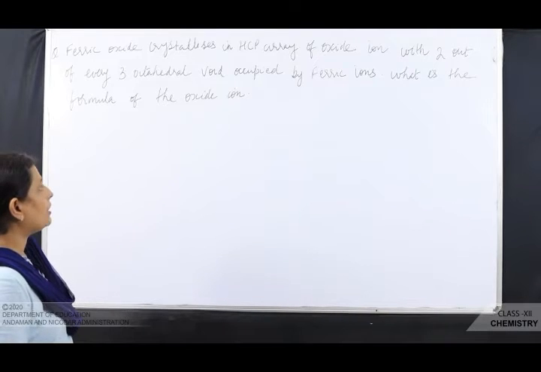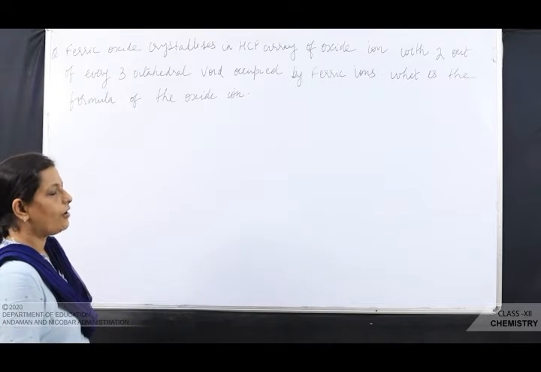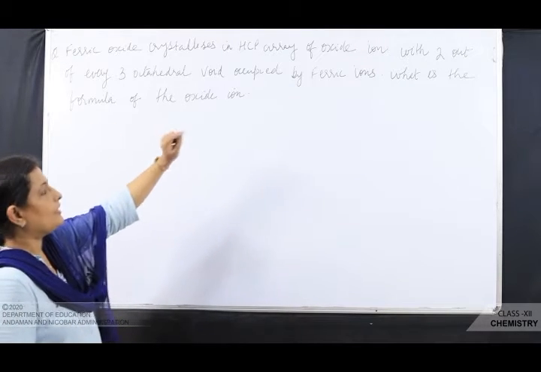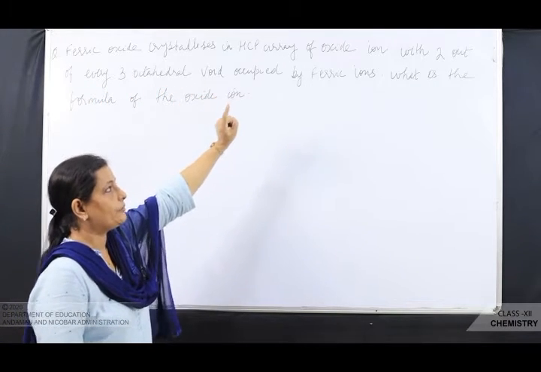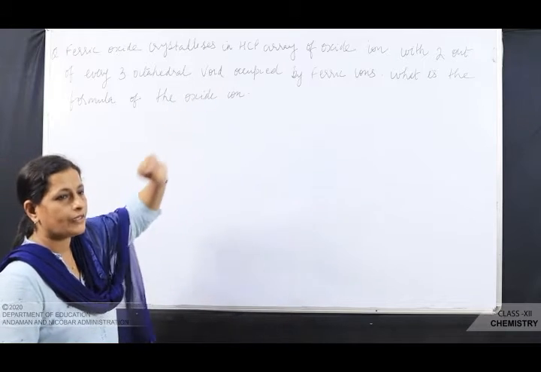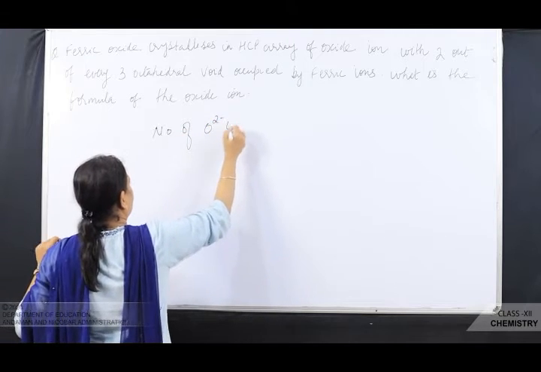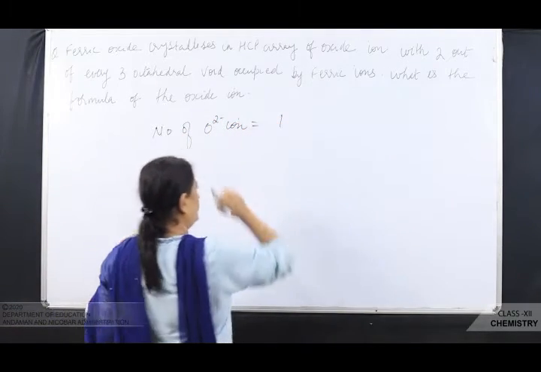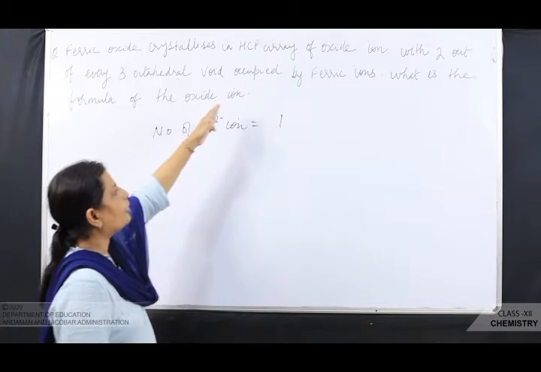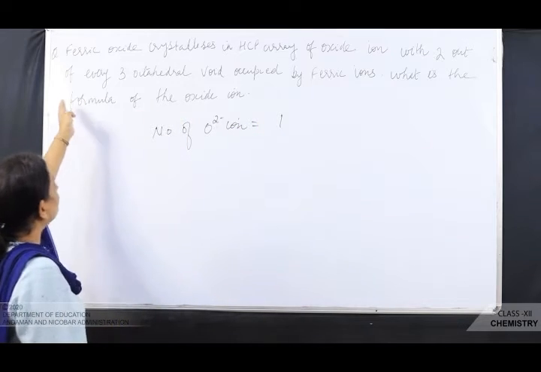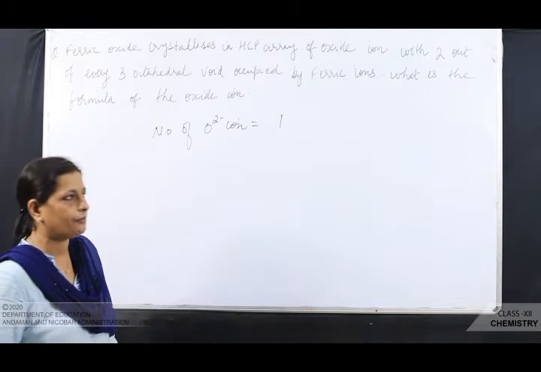Now, the next question is: ferric oxide crystallizes in an HCP array of oxide ions with 2 out of every 3 octahedral voids occupied by ferric ions. What is the formula of the oxide? Now, which is occupying the lattice? Ferric oxide crystallizes in an HCP array of oxide ions, which means the oxide ion is occupying the lattice. So, the number of oxide ions, we will take as 1. Then what is given? 2 out of every 3 octahedral voids occupied by ferric ions. That means how much of the octahedral voids is occupied?